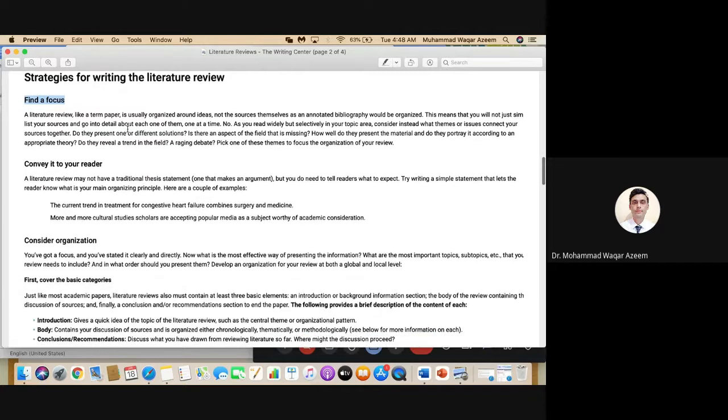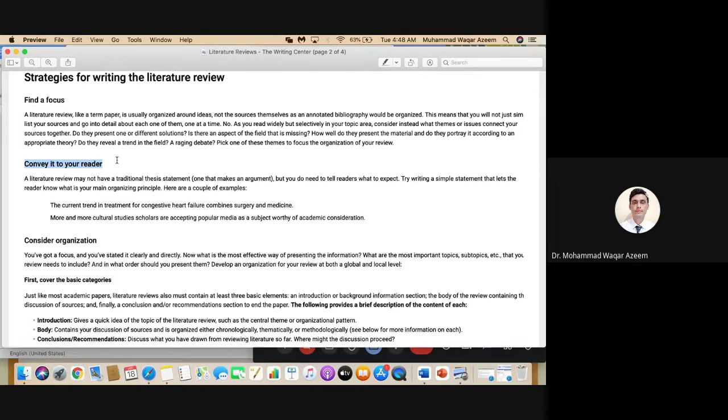Now, not only do you need to find the focus, but when you write the literature review, convey that focus to your reader. For example, if you are writing your paper on Pride and Prejudice, you can begin your literature review by saying that Pride and Prejudice, written in this particular year, has extensive literature available, which has been published in the last 150 years. But for this particular paper, I'm going to focus on just the plot structure of the novel.